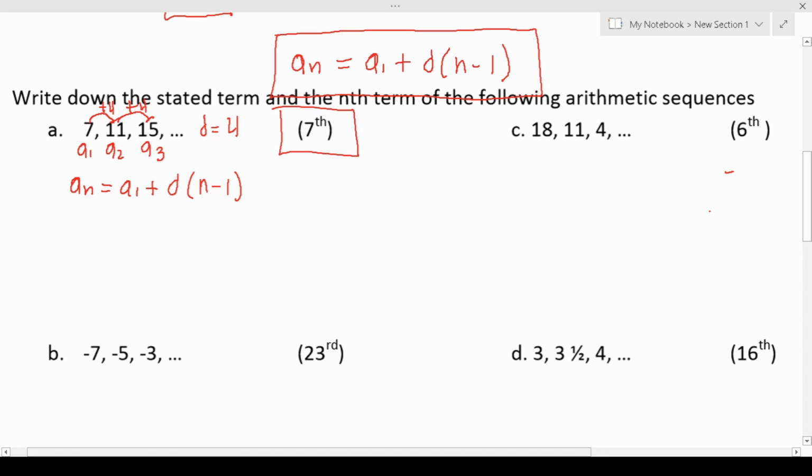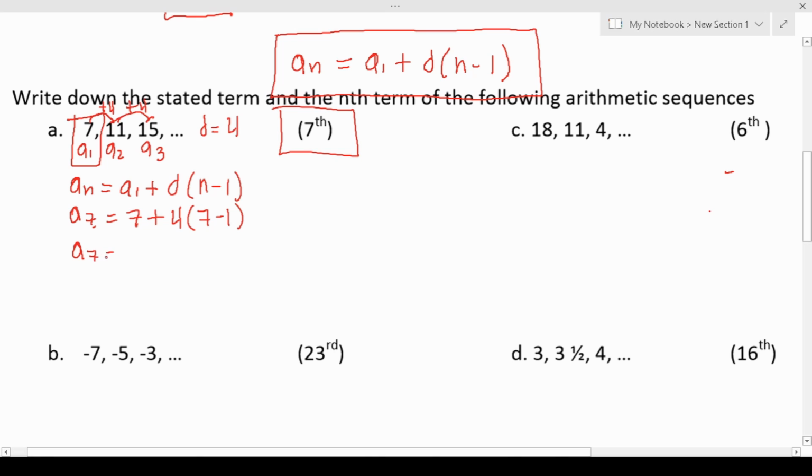Given that we have everything identified, a_n, again, we're finding the 7th term, so a_n is going to be a_7. a_1, as we pointed out right here, is 7, plus d. The difference is 4 in this case, and again, that's the common difference between consecutive terms. It's going to be constant for the entire sequence. So this is going to be +4. Again, n is 7, as we can see over here, so this is 7 minus 1.